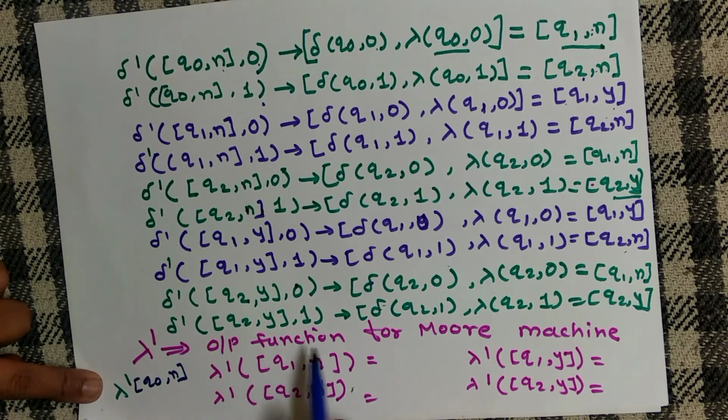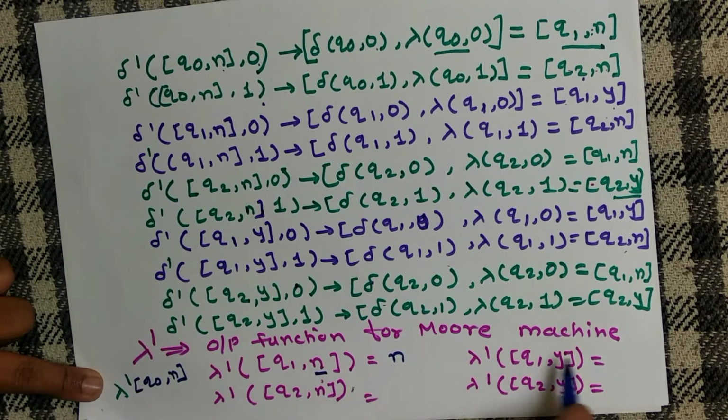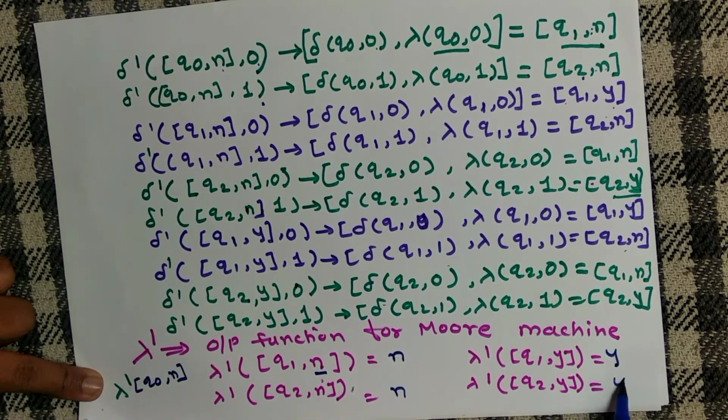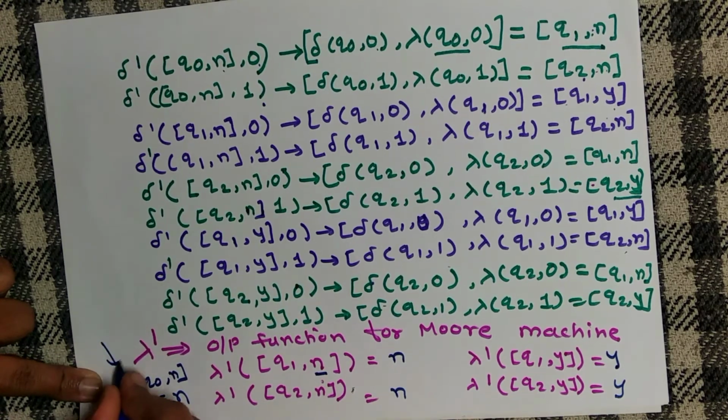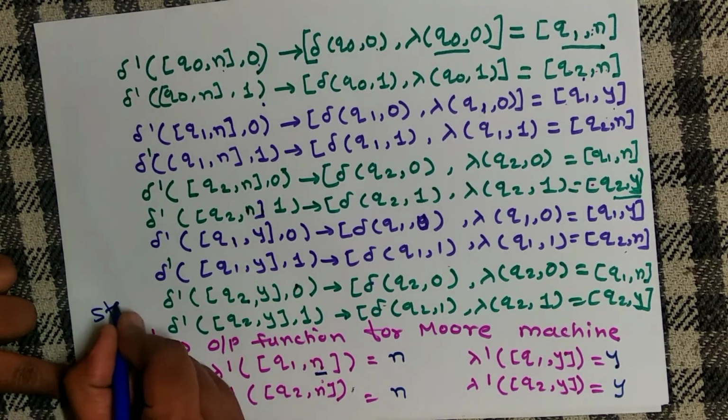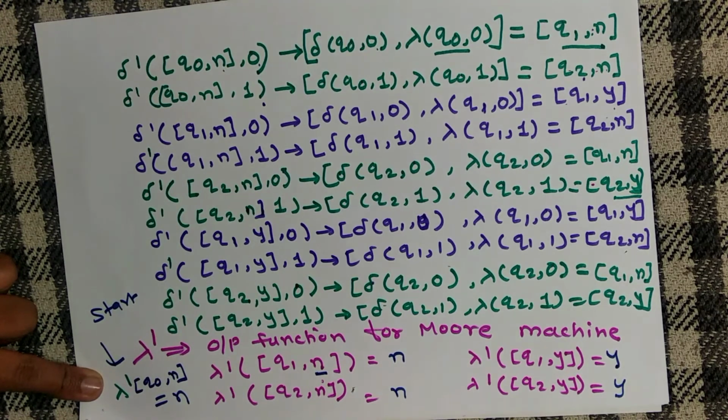So now we are writing the output function. Just simply write down the output function. This is the output and this is the output y. This is the output and this is the output y. And this is the output a. Very simple. Now this is your starting state. Now the last but one step: draw the Moore machine. Converted Moore machine. So see how to draw it.